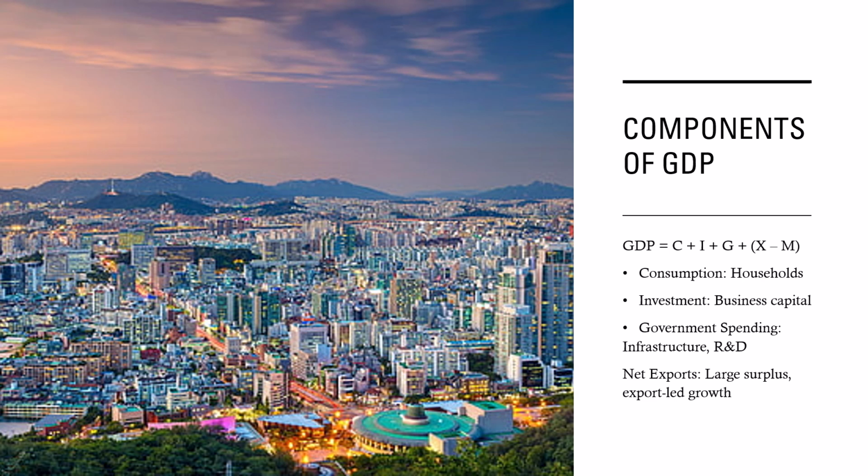Components of GDP. GDP consists of consumption, investment, government spending, and net exports. In South Korea, net exports are a major contributor, with companies like Samsung and Hyundai driving growth. While domestic consumption is strong, exports have been the backbone of GDP for decades in South Korea.